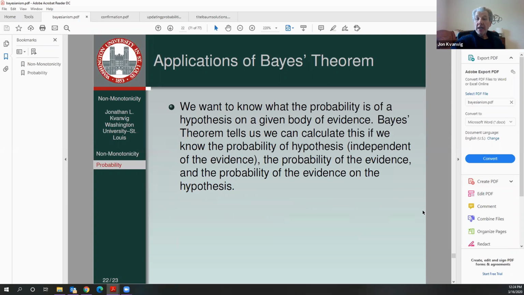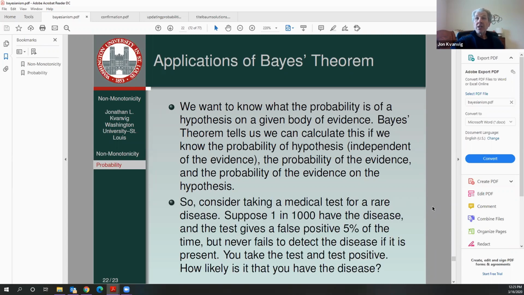Okay, let's do one quick application of Bayes' theorem to finish up our initial discussion of probability. We start out wanting to know what the probability is of a hypothesis given a body of evidence. Bayes' theorem tells us that we can calculate this if we know the probability of the hypothesis independent of the evidence, the probability of the evidence, and the probability of the evidence on the hypothesis. Those are the three elements in Bayes' theorem. So here's a simple example.